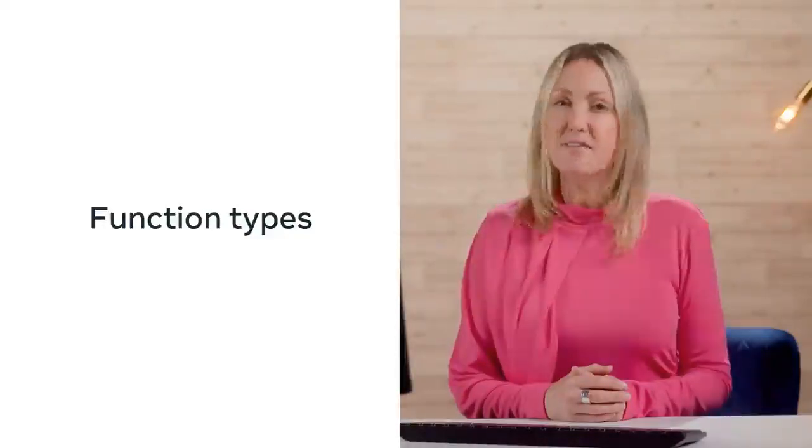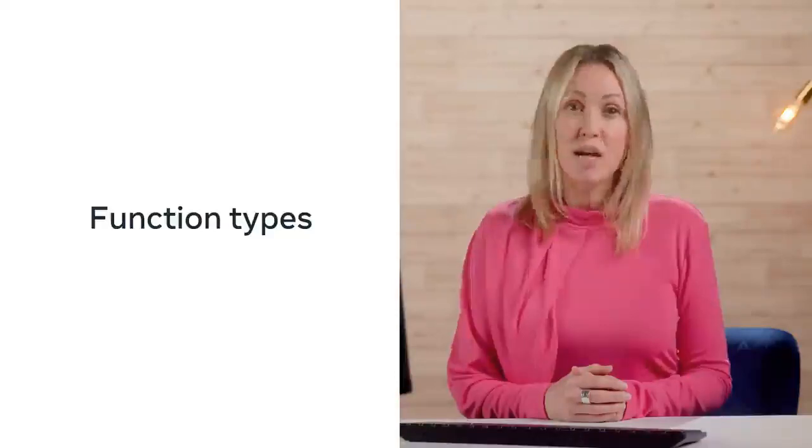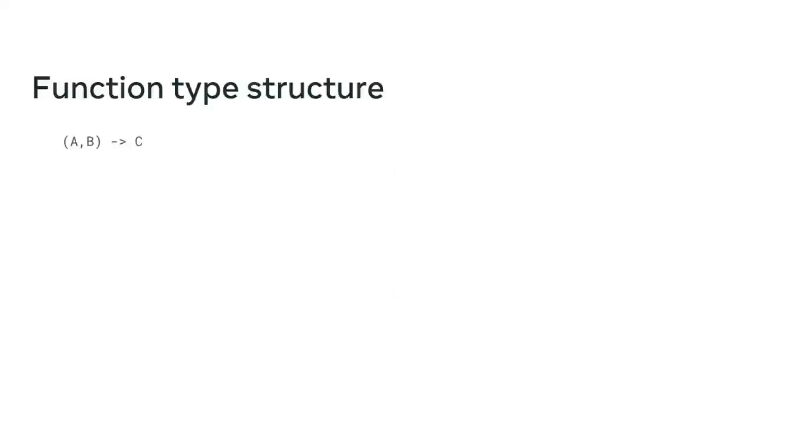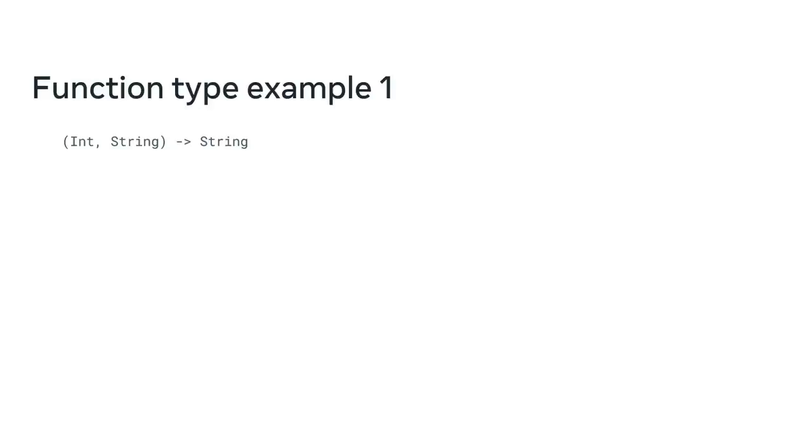Let's examine how to define function types in code. The general structure of a function type includes a list of parameter types enclosed in a parenthesis followed by arrow notation, and finally its return type. For example, A and B are parameter types and C is the return type. Here are a few code examples of function types. The first example contains 2 parameters, the first one of type int and the second of type string, and the return type is a string.